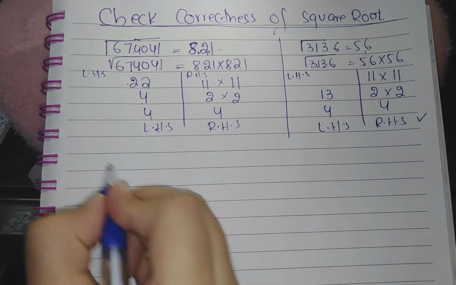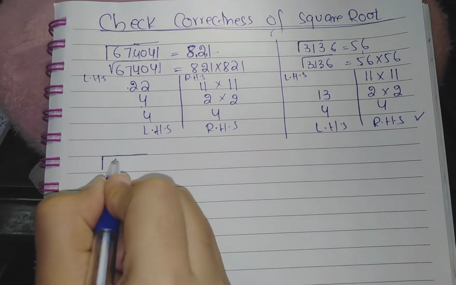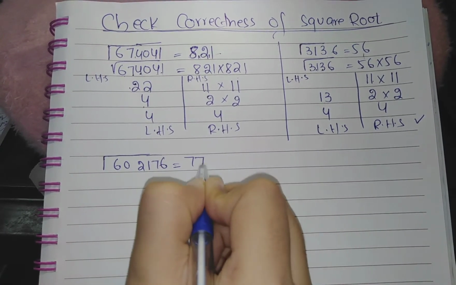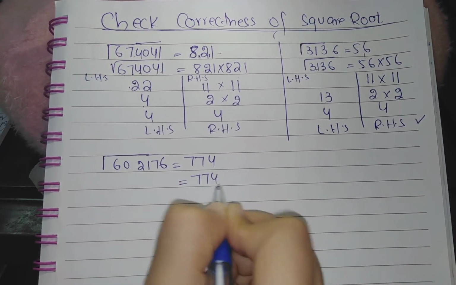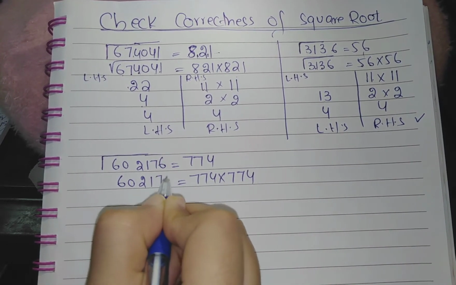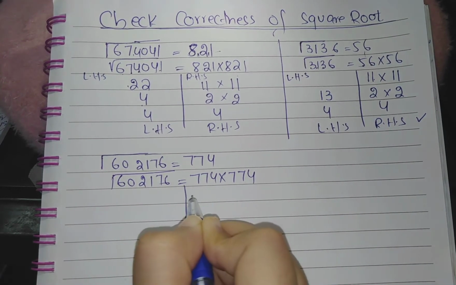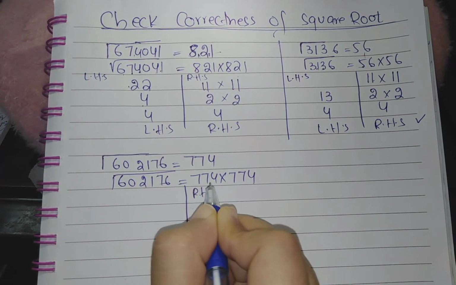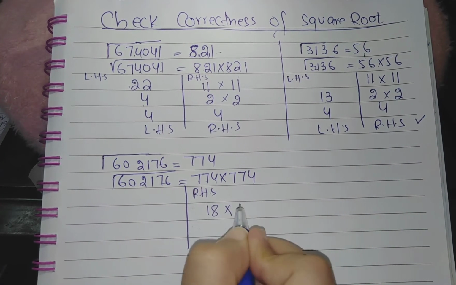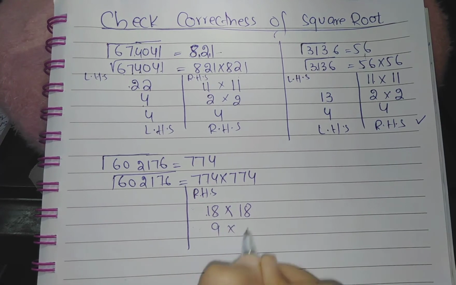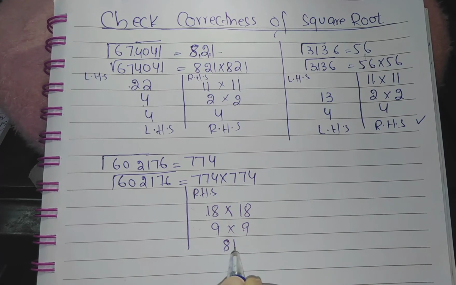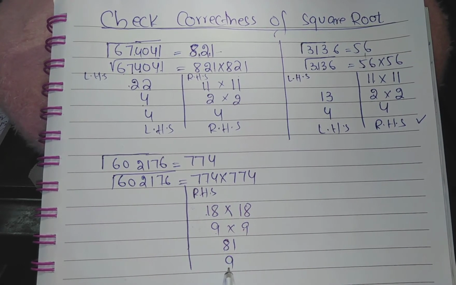Let's take another example. Under root 602176 equal to 774. As we know, this will be 774 into 774. This will be 602176. By taking left hand side and right hand side, by considering the right hand side, 7 and 7 is 14, 14 plus 4 is 18, 18 into 18, 8 plus 1 is 9 into 9, and 9 into 9 will be 81 and 8 plus 1 will be 9. So the right hand side answer is 9.